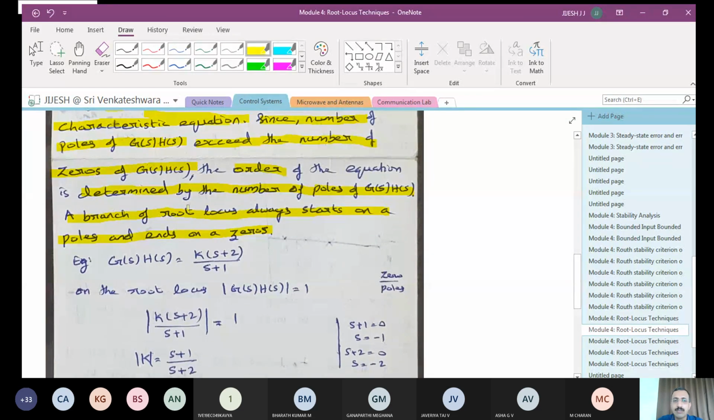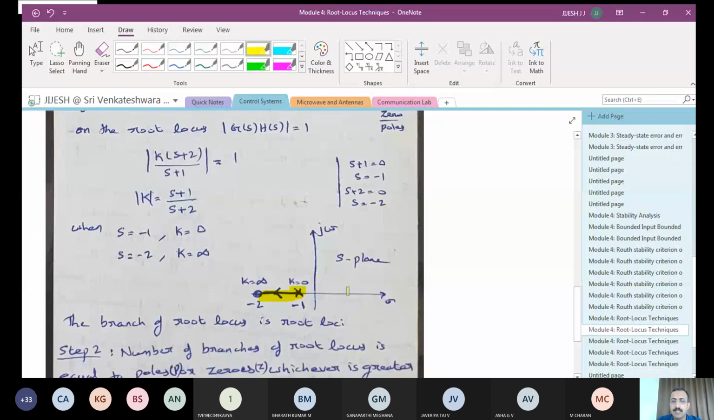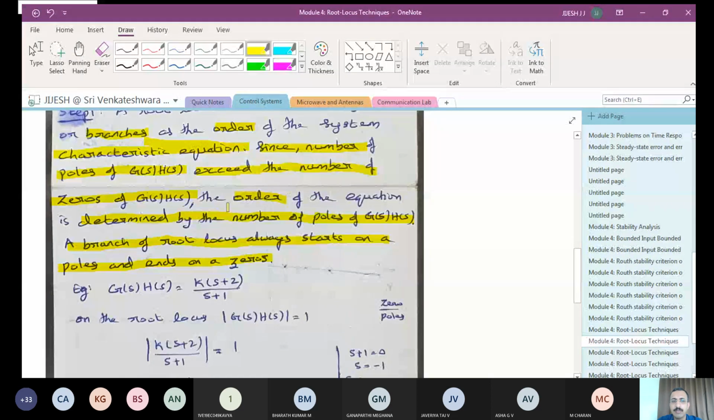So a branch of the root locus always starts on a pole and ends on a zero. So it should start from a pole and it will end towards the zero. You can see that I have put one pole here, at k equal to 0 you got it as -1, and at k equal to infinity you got the zero as -2. So I can say that the branch is moving from the pole towards the zero. That is what you can see here. These conditions, you make a note of it.